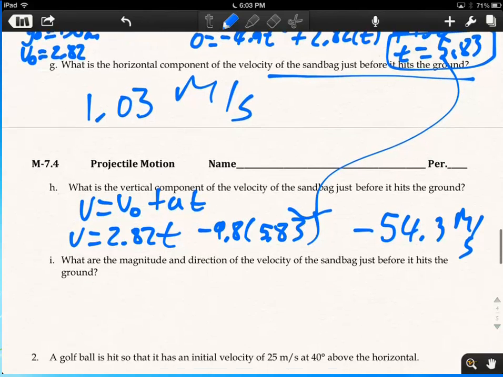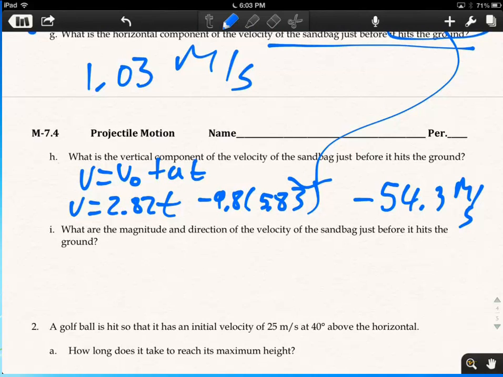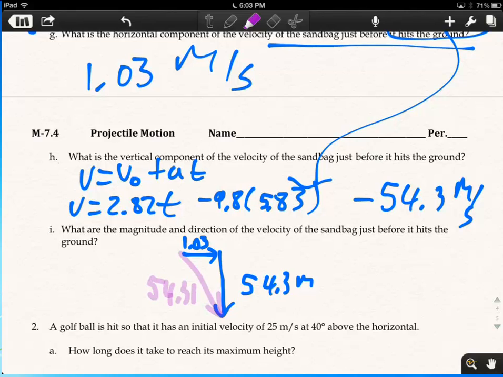Alright. Magnitude and direction of the velocity of the sandbag just before it hits the ground. So this actually says put these vectors back together. It's moving this way at 1.03 meters per second. It's moving down at 54.3 meters per second. And what it wants is this side. How do I find that side? Pythagorean theorem. 1.03 squared plus 54.3 squared, raised to the 0.5 power, take the square root, is essentially 54.31, right? That doesn't surprise us. It's mostly moving down. So 54.31 meters per second.